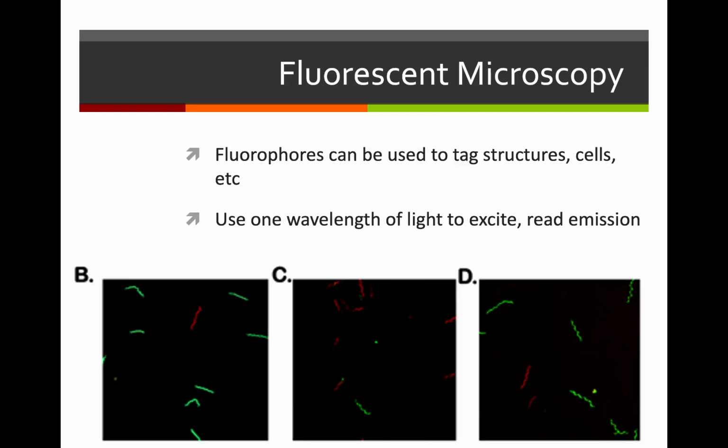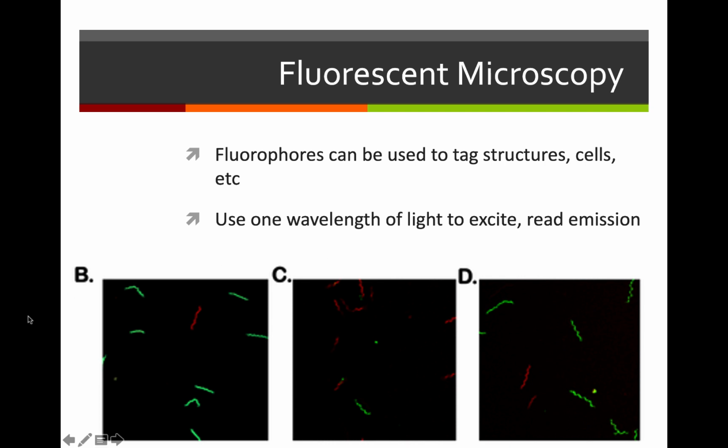With fluorescent microscopy, you'll use a molecule called a fluorophore. So a fluorophore basically will be excited by a certain wavelength of light. It causes the electrons to jump. And then when the electrons fall back down, they release light at a different wavelength. So we call it excitation and emission. Different fluorophores have different emission wavelengths.